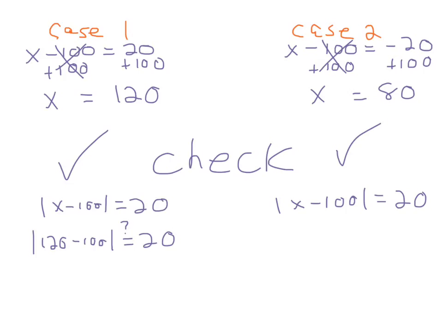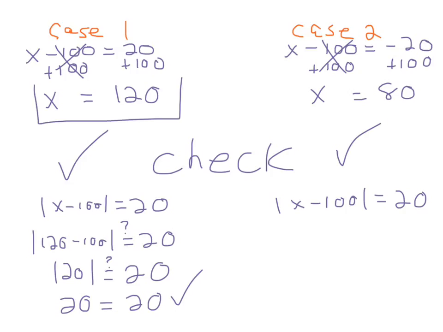120 minus 100, I'm going to treat those absolute value bars like parentheses. When I do that, I get a value of 20 inside my absolute value. And again, I'm questioning, is it equal to 20? The absolute value of 20 is 20. And so I find out that 20 equals 20, and that means check, this solution works. It's a good solution to my equation. 120 is a good answer, and I can go ahead and pen that in because I've checked to make sure that it works.